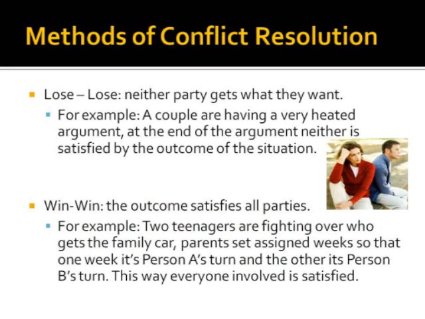Lose-lose approach. Neither party is satisfied. An example of this is when a couple is having an argument. Words are exchanged in the heat of the argument, and by the end, neither is satisfied by the outcome.